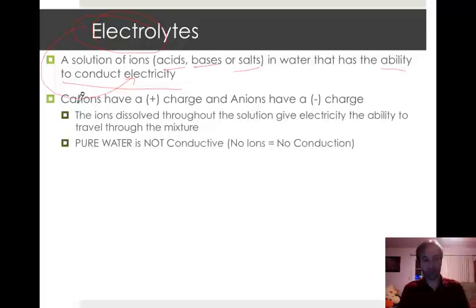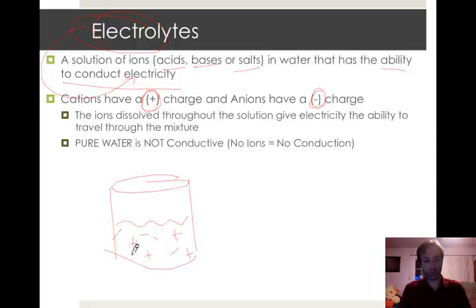Well, it turns out that in that water, once you've dissolved those ions, you have cations or positive charges, and you have anions or negative charges, and they're all floating around. The ions that are dissolved in the solution are what give it the ability for electricity to travel through the mixture. So in other words, if I have a beaker, put some water in it, drop some salt in it, well, all of a sudden, now I have all these charges here. And these charges are going to give the electricity the ability to move around.